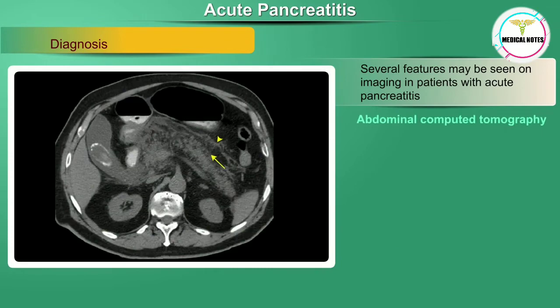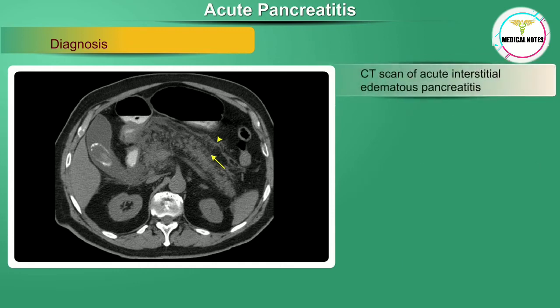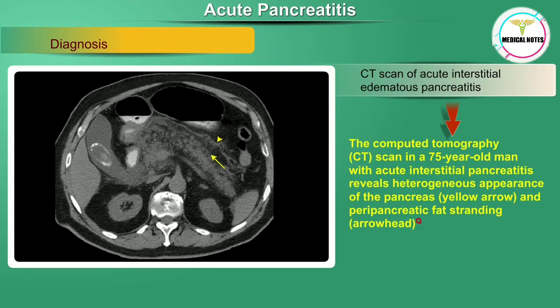Abdominal computed tomography. Contrast-enhanced abdominal CT scan findings of acute interstitial edematous pancreatitis include focal or diffuse enlargement of the pancreas with heterogeneous enhancement with intravenous contrast. CT scan of acute interstitial edematous pancreatitis. The CT scan in a 75-year-old man with acute interstitial pancreatitis reveals heterogeneous appearance of the pancreas as indicated by the yellow arrows and peripancreatic fat stranding as shown by the arrowhead.